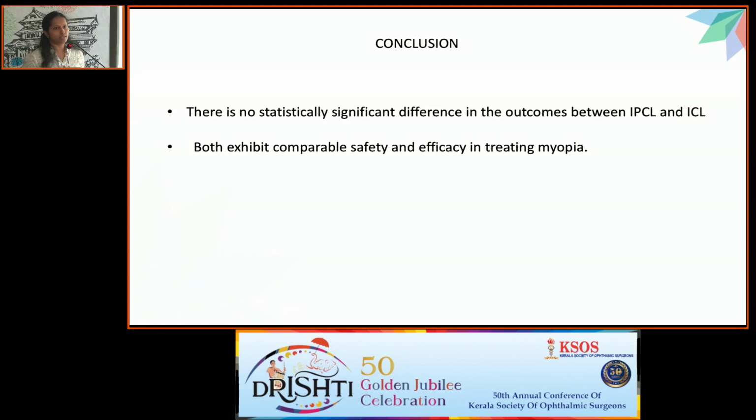To conclude, there is no statistically significant difference in the outcomes between IPCL and ICL, and both exhibit comparable safety and efficacy in treating myopia. Having said that, IPCL may be a better option in patients who want a better refractive correction and for whom financial constraints may not matter.